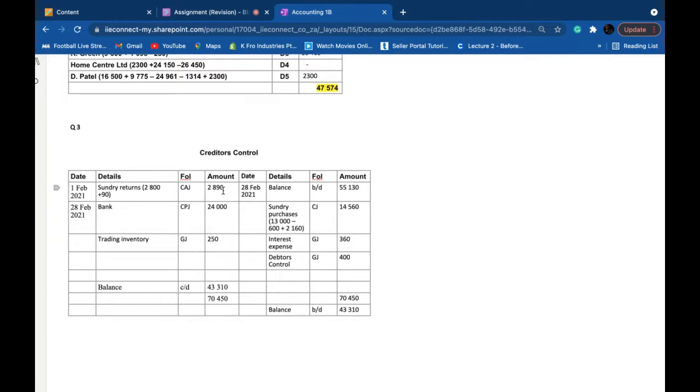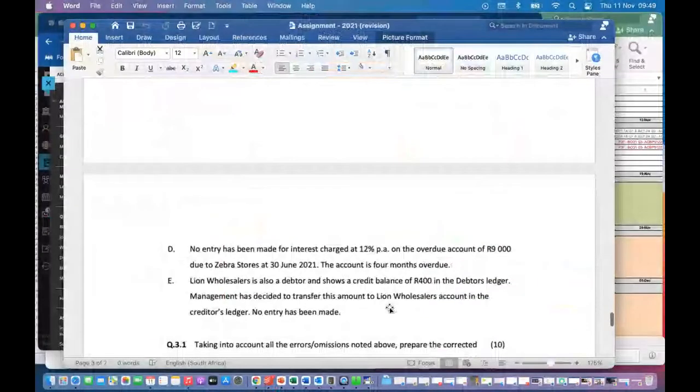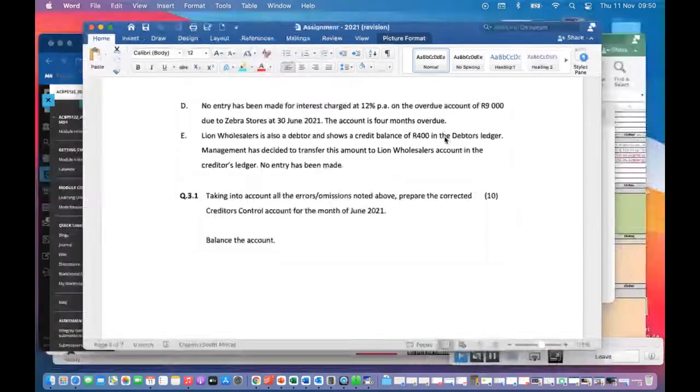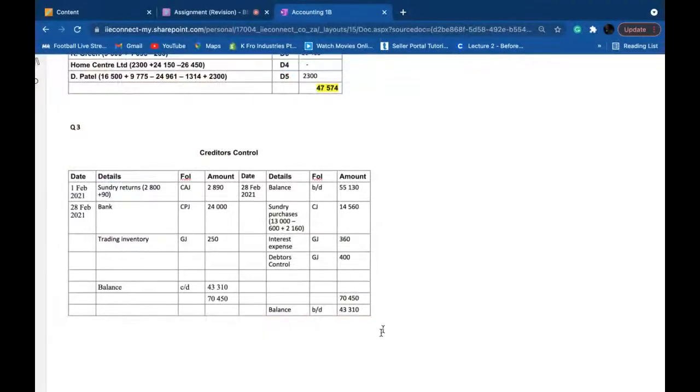Then we have D that we need to deal with. What is D saying? Let's turn there. They say no entry has been made for interest charged at 12% per annum on the overdue account of 9,000 due to Zebra Stores on 30 June 2021. The account is 4 months overdue. This shouldn't be too hard for you guys to do. It means that we are owing interest. We have to pay interest.